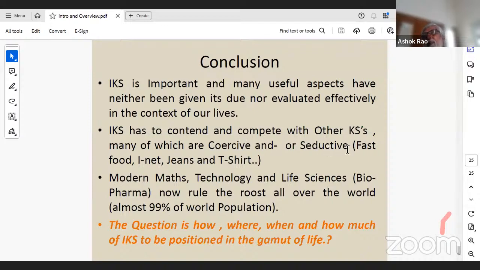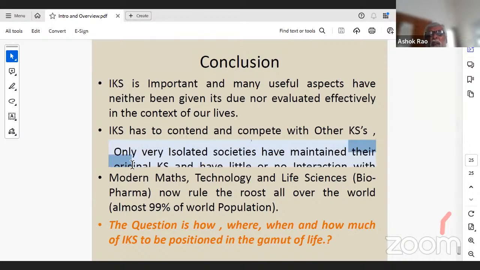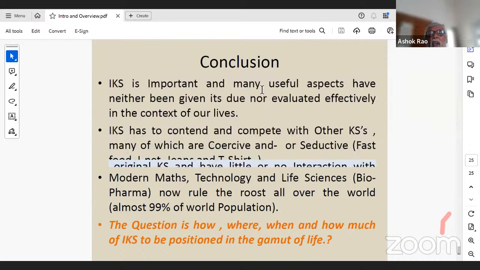For example, fast food. It's very difficult for anyone in any part of life now to say that we will avoid fast food. Everybody is in a hurry. Everybody is in a hurry to run fast, catch a bus, go whatever.